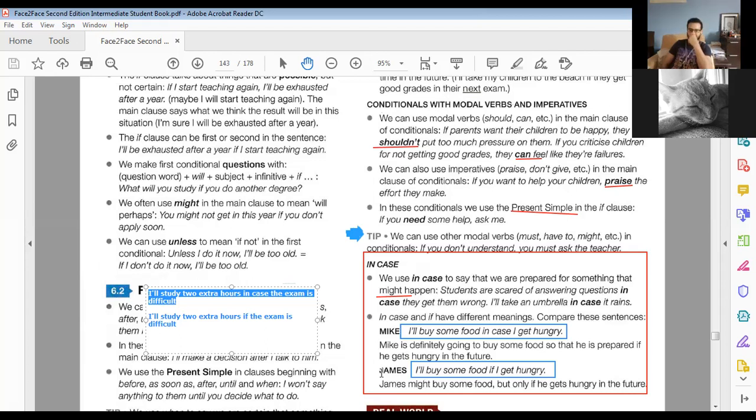You get the idea? Okay? I hope it's clear. Do you get the idea here? So in case, always think of the best way to think of the word in case.